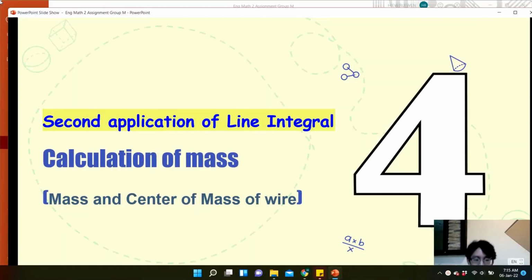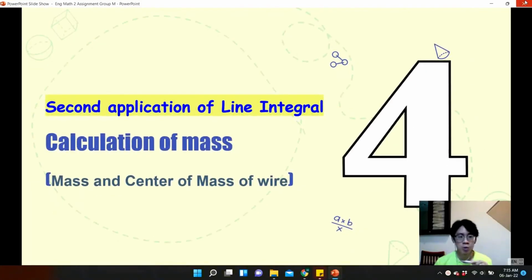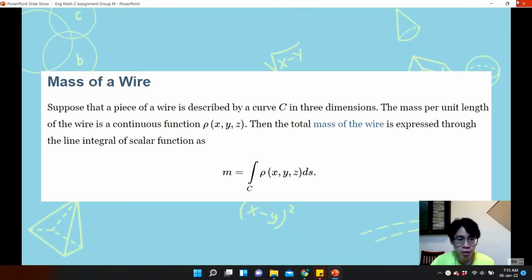Thank you so much. My name is Hiew Rui Wen, and I'm going to present the second application of line integral: calculation of mass and center of mass of a wire. So let's move on. This is the calculation for the mass of a wire, and this is the general formula.